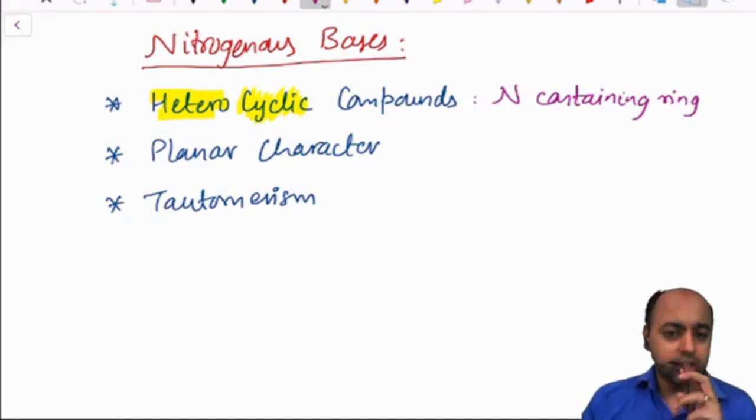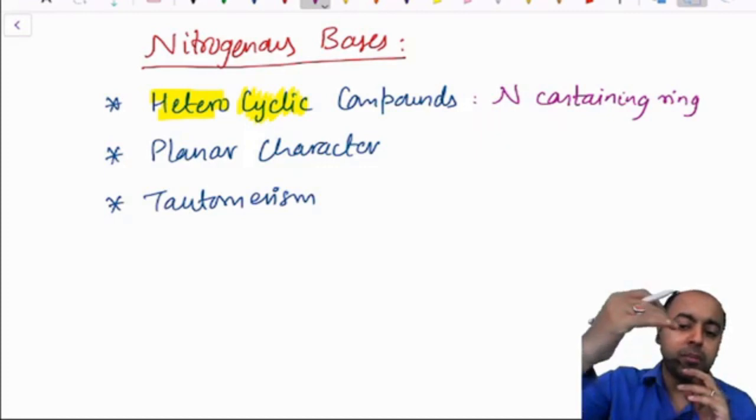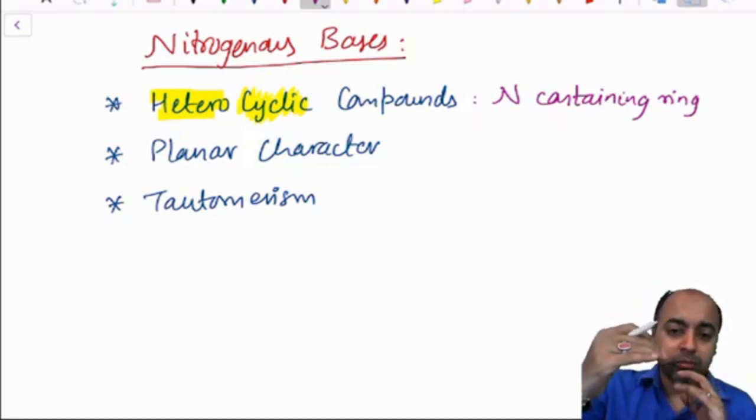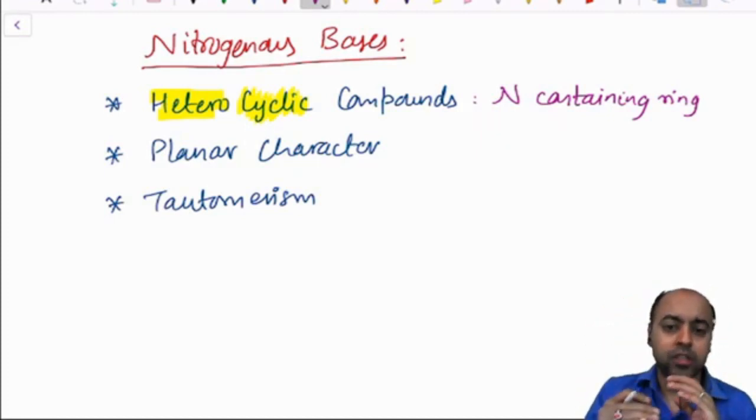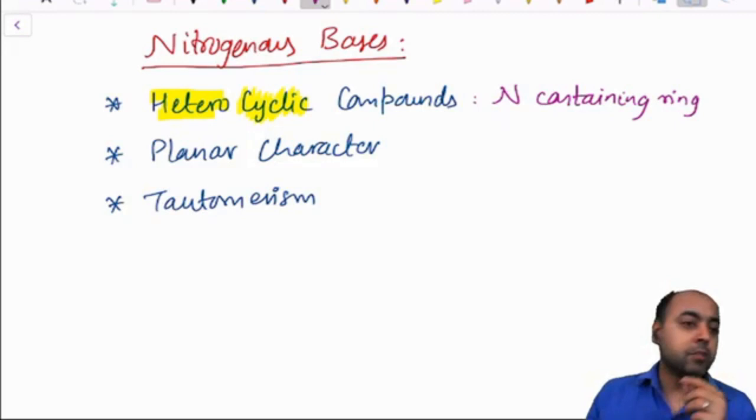Whenever we have ring structures of carbon, as we've already seen in the case of carbohydrates, they have a planar character, meaning some of the additional groups will be above the plane of the ring and some of the additional groups will be below the plane of the ring. So they have what is known as the planar character.